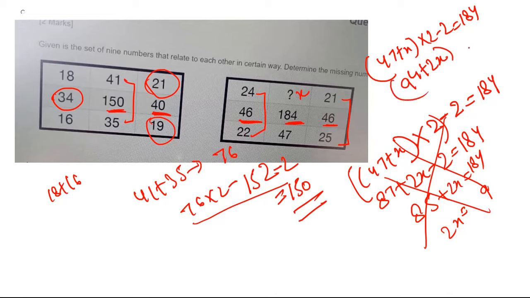2x plus 94 minus 2 equal to 184. If you solve it further, 94 minus 2 will be 92. And if you take 92 to the other side, 2x will be 92. So the x value will be what? The x value will be 46, right? The x value will be 46. So 46 will be the value. So 46 will be the correct answer.